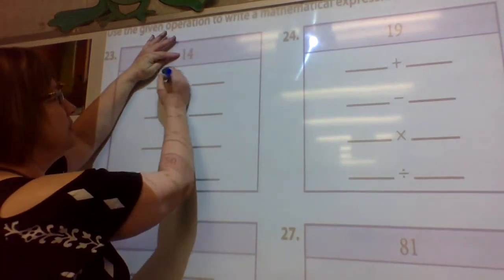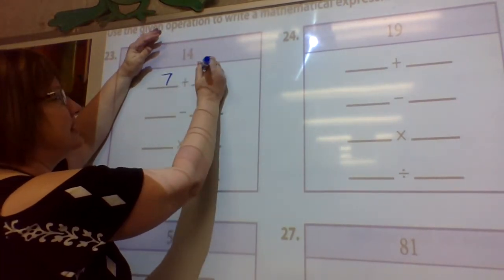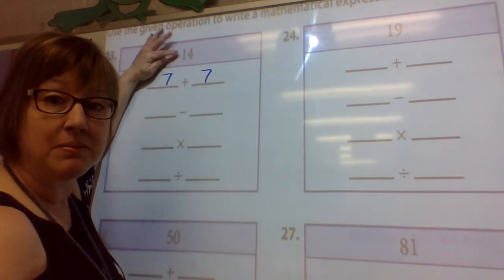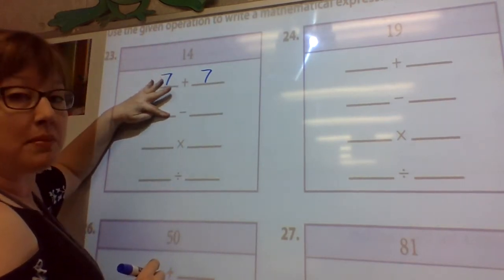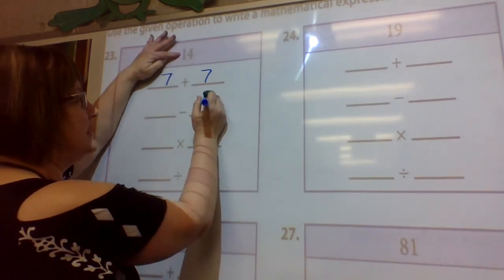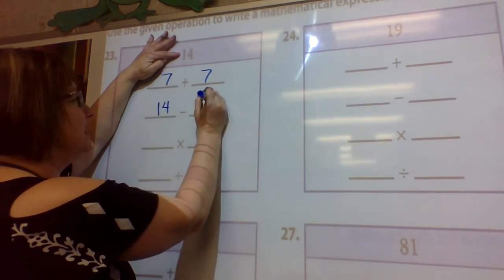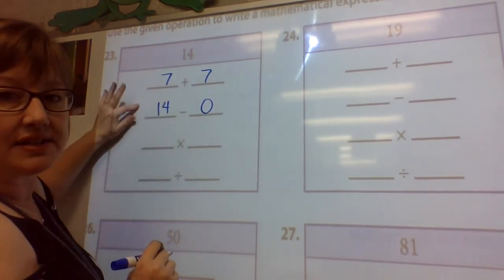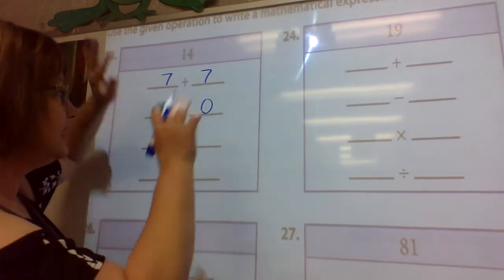Okay, so we could do 7 plus 7 for 14. Or you could do 10 plus 4, 11 plus 3, whatever you want to put there. Okay, for minus, it has to equal 14. So we could do something like 14 minus 0, that will equal 14. Or you could do 15 minus 1, 16 minus 2, your choice.